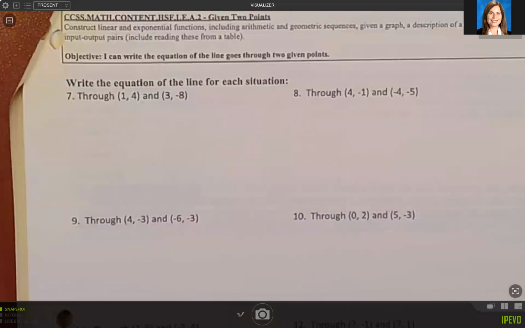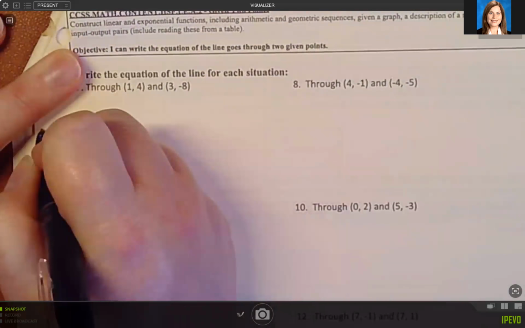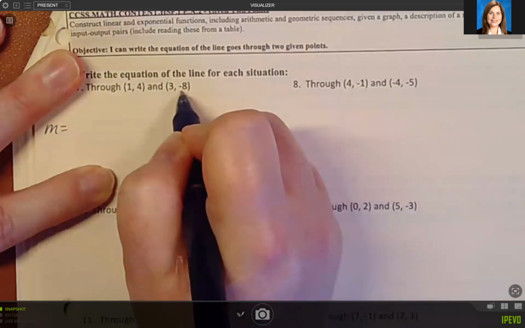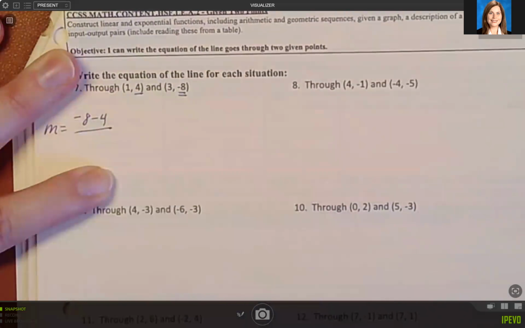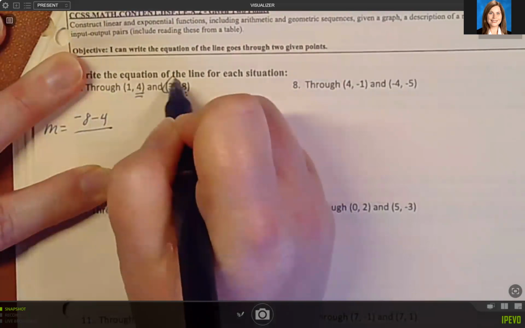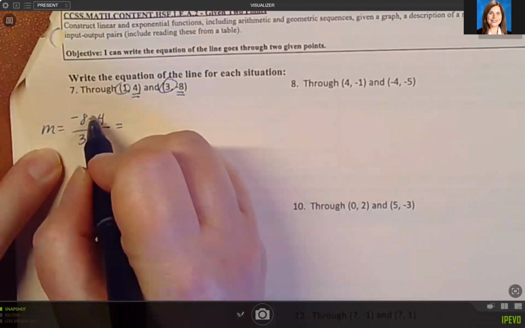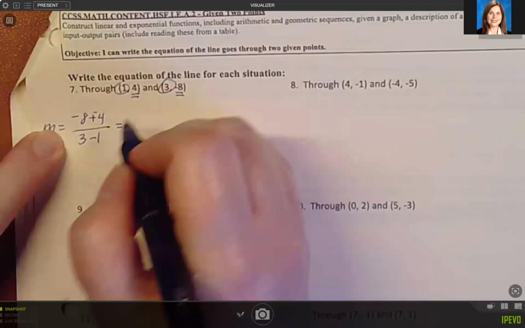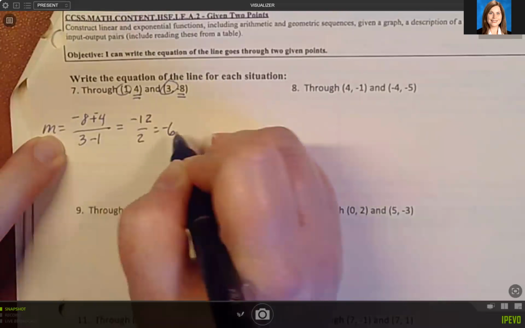Okay, the standard is that we will be able to write the equation of the line that goes through 2 given points. So number 7, write the equation of the line that goes through (1, 4) and (3, -8). So we want to start off by finding the slope of the line. So our change in y, I'll do -8 minus 4, and then go in that same corresponding order for the x values, 3 minus 1. Okay, never subtract, add the opposite. -8 plus -4 is -12. 3 minus 1 is 2, so m is equal to -6.